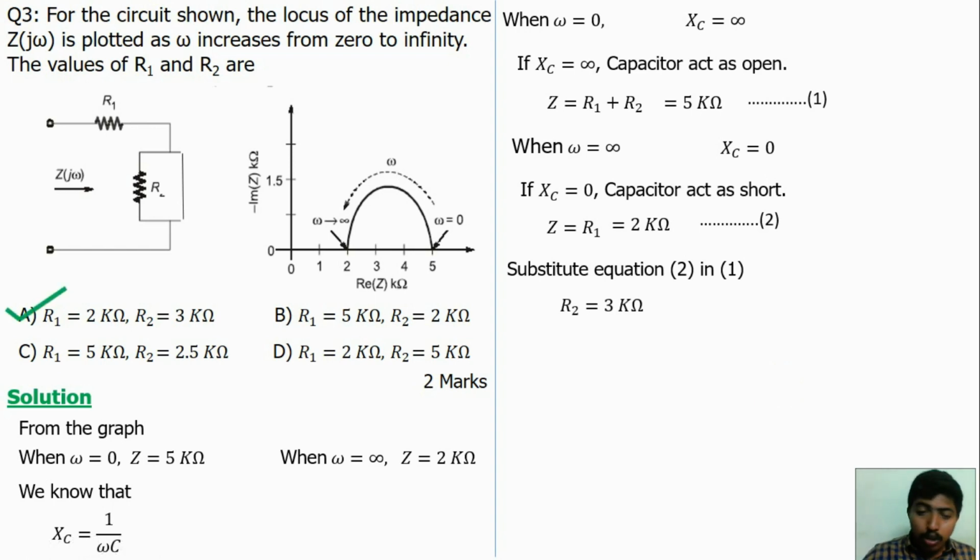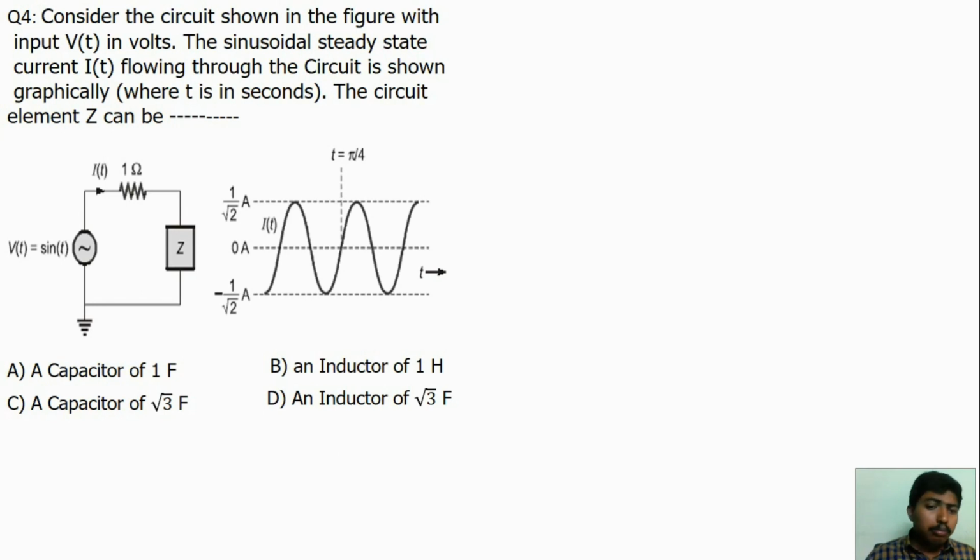Now the fourth question. The objective of the question is to find the element Z and the value of this Z. By observing the graph and circuit we are going to find it. First observe the graph, whether the current is lagging or leading.